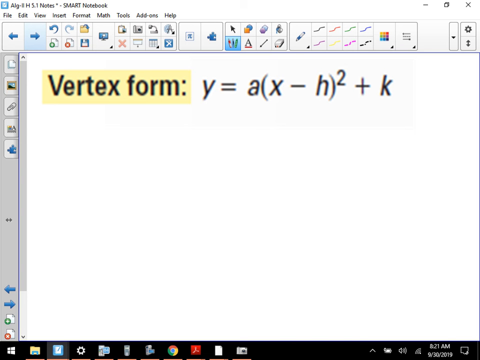All right. So in vertex form, you get these H's and K's, our horizontal and vertical shifts, which means our vertex is going to lie at H, K.